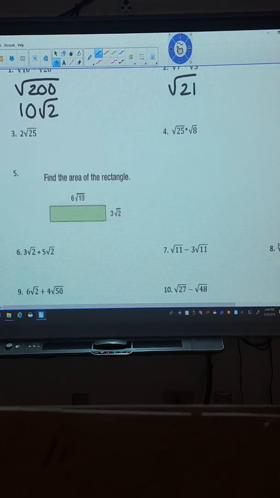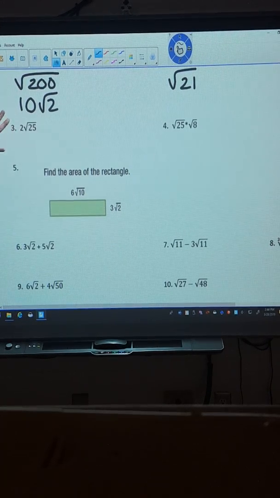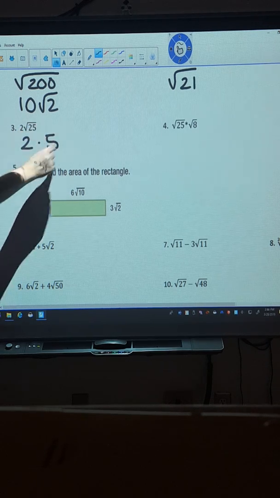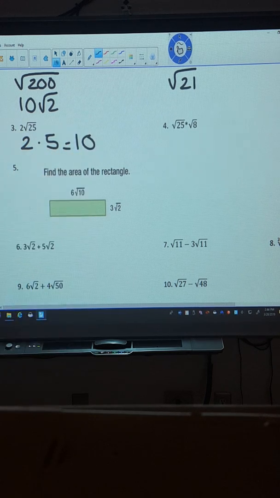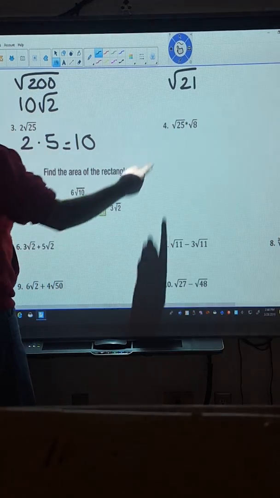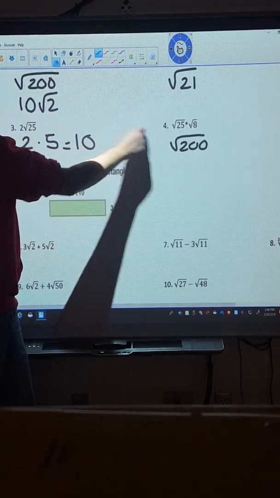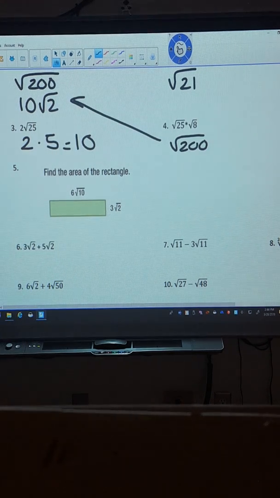Number 3, we have a number in front of the question. We're just going to ignore that for the time being. We're just going to focus on this. So the square root of 25, actually you can just work it out. It's just 5. So 2 times 5 is 10. Not quite sure why we got the little asterisk here. I think that's supposed to be a multiplication symbol. So 200, and actually notice that's the same question as this one here, so the answer would also be 10 square root of 2.